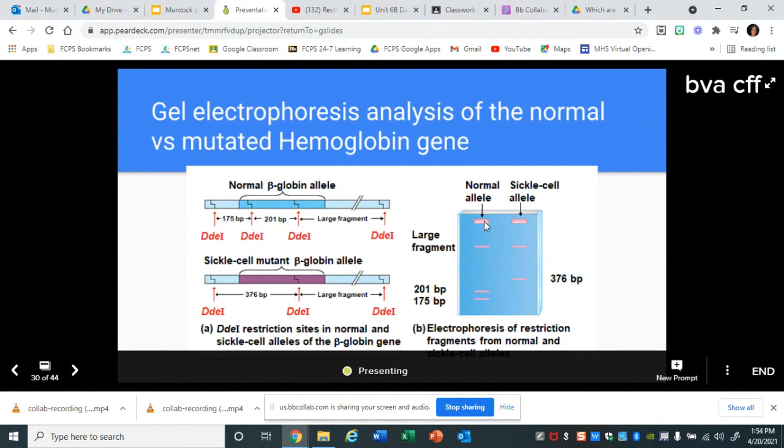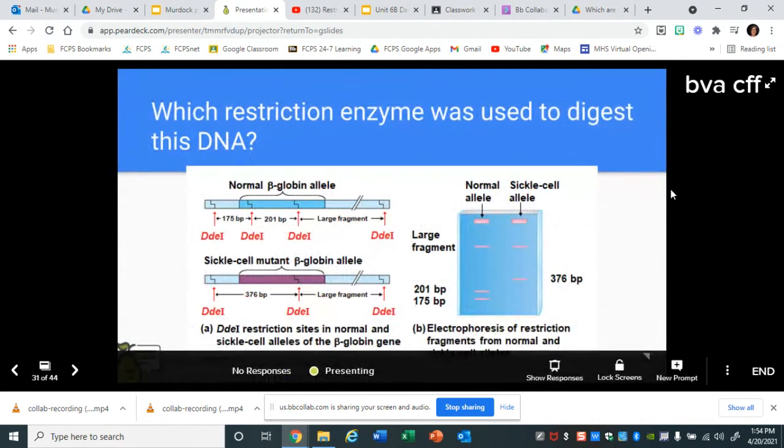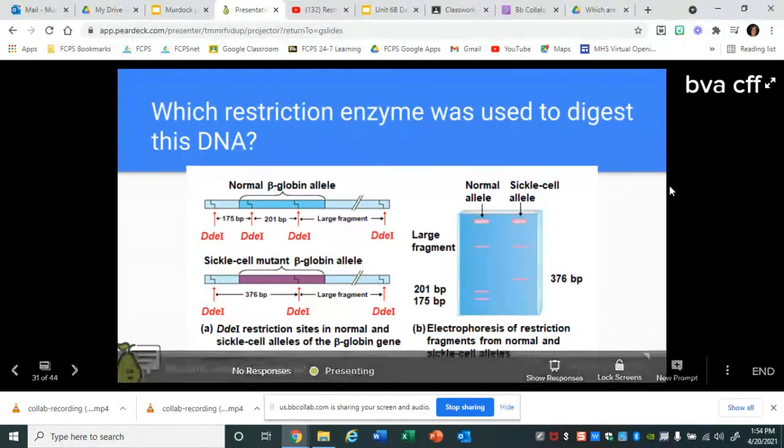where you put the DNA. They're not part of the pattern, okay? These are part of the pattern for the normal. This is the banding pattern for the sickle cell. Okay, not a difficult question. What's the name of the restriction enzyme? What do you think it's called that's doing this?